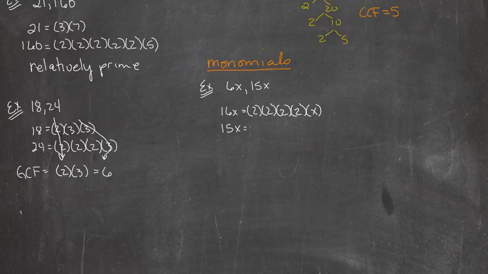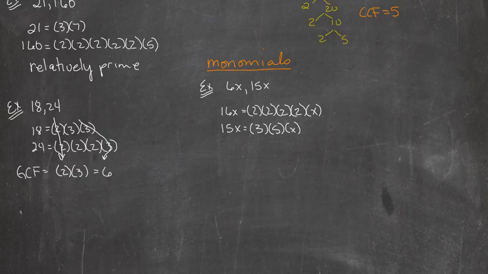Let's do the same thing for 15. 15 divides by 3, leaving 5. 5 is prime, and then I have an x. So 3 times 5 is 15, times x, 15x.